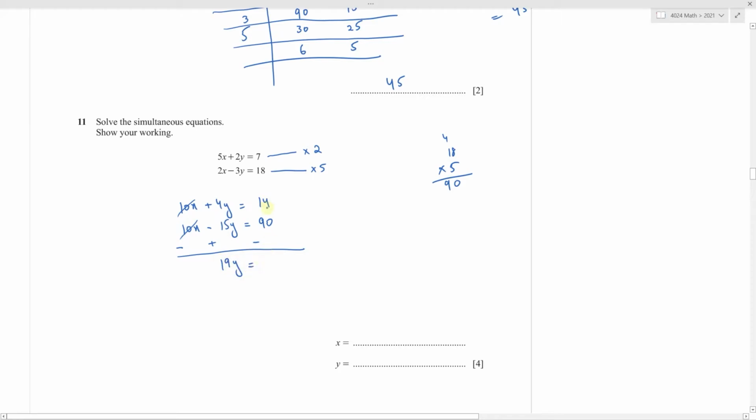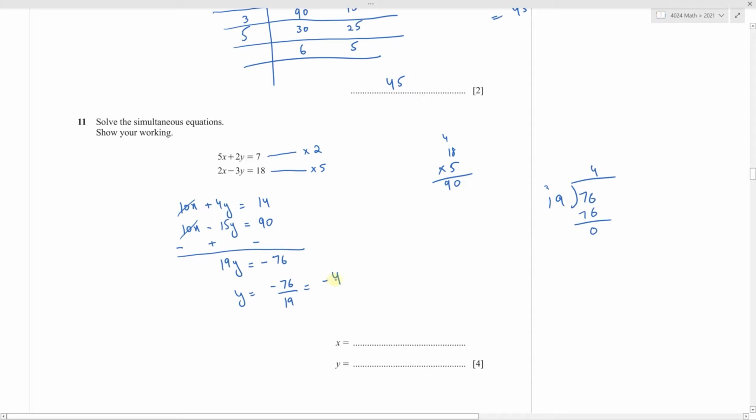And 14 minus 90 will be minus, 90 minus 14 is 76. And then y will be minus 76 divided by 19. So this will be a negative number. So let's do the division here. So this is 6. 9 times 4 is 36. So let's multiply this by 4. 9 times 4 is 36. 3 carry. 4 ones are 4 and then 7. So this is 0. So this is actually minus 4.